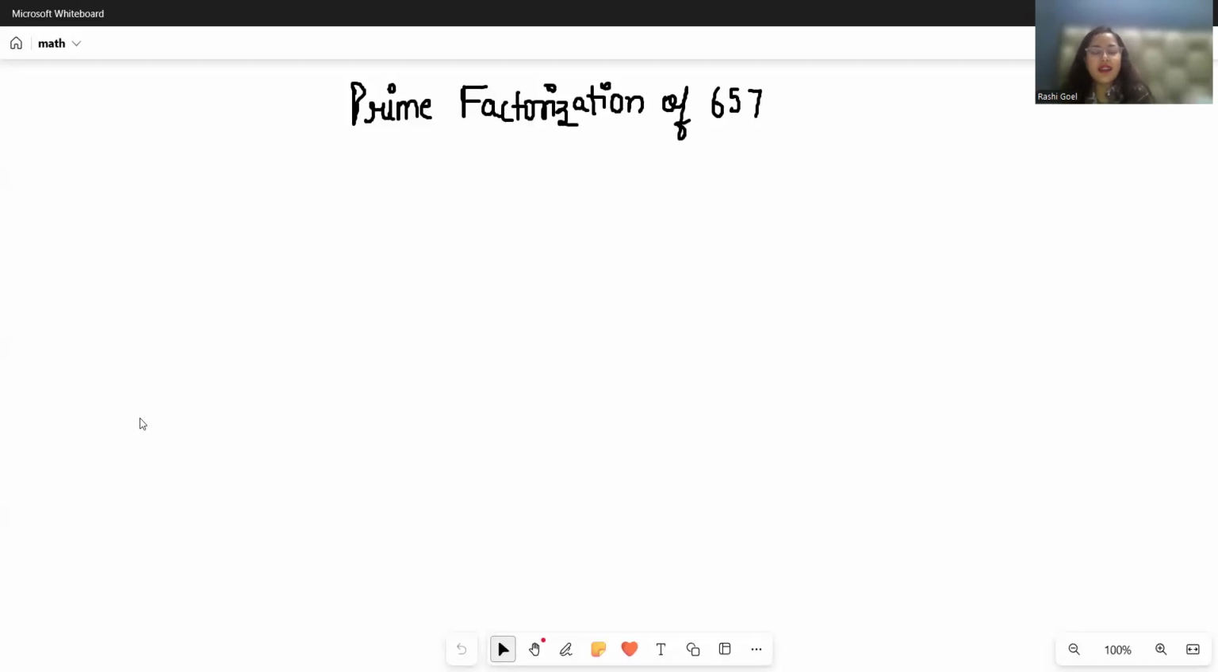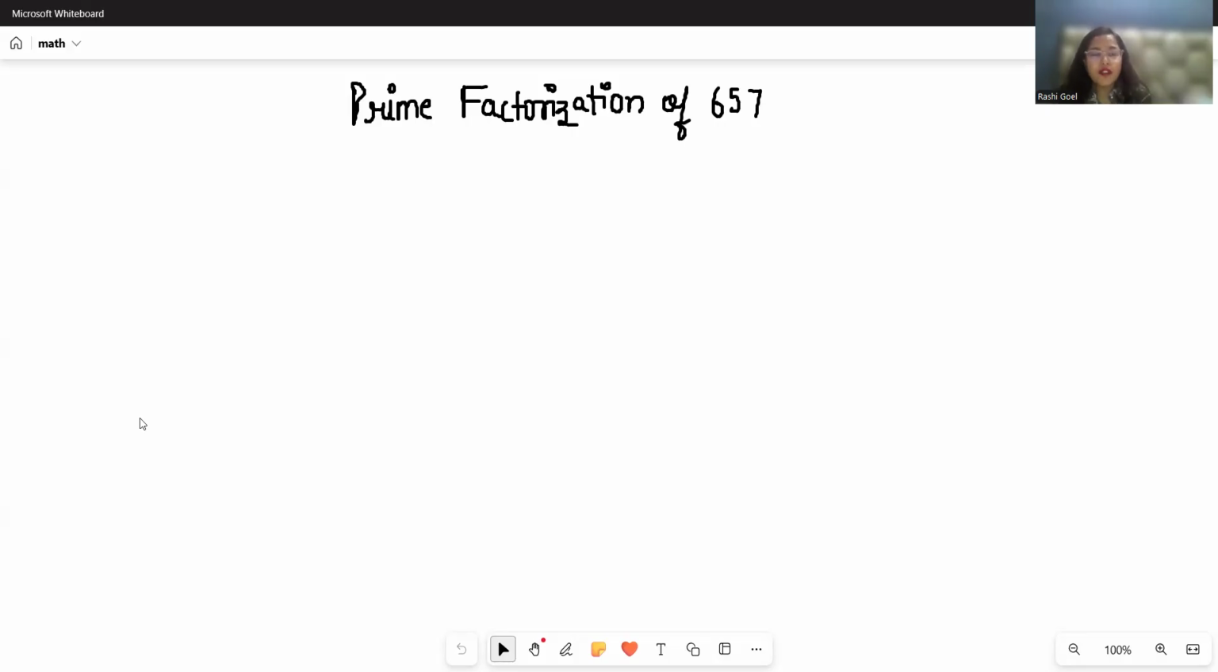Hey, here's a challenge. Can you break 657 down into its building blocks? So stick around as we peel back the layers of 657 using the magic of prime factorization. It is easier than it looks and way more satisfying.